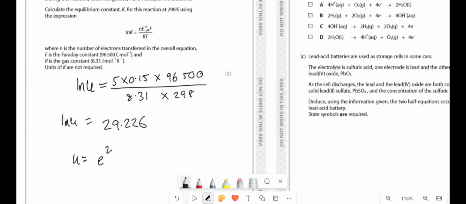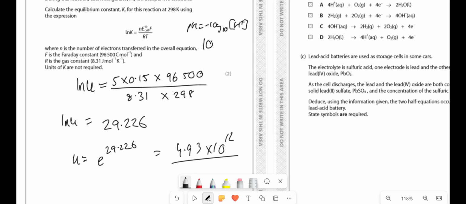So K equals e to the 29.226. So we do that, we get 4.93 times 10 to the 12. And there you go. Now, with logs, you guys know that pH is negative log to the base 10 of your H+. To undo that, you do 10 to the minus pH. Because to undo a log, all you do is you do the base to the power of the log number. So lnK is the same as saying log to the base e. So to undo an ln, you would just do e to the power of whatever the log value was, and it will undo it.